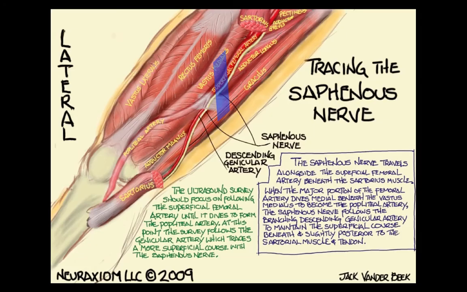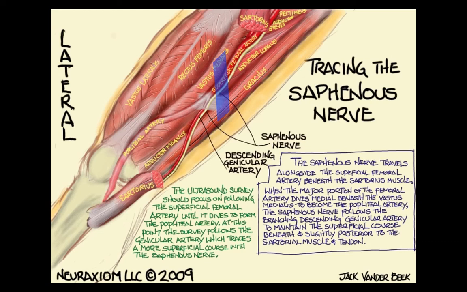Now, just to complete the block below the knee, this was the saphenous nerve. So this is another diagram from Neuraxiom, a really useful website to look at. And again, the blue rectangle represents the probe position. What we're looking for is the femoral artery in the thigh, and the nerve will run slightly medial and slightly anterior to the femoral artery.